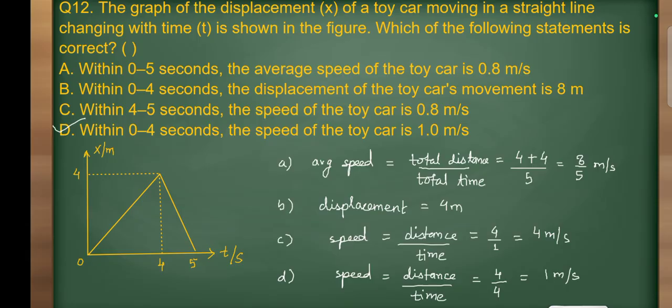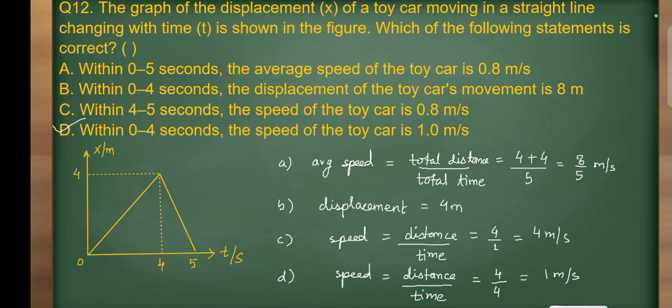Option B, within 0 to 4 second, the displacement of toy car movement is 8 meter. Since time is given 0 to 4 second, here the displacement or the distance covered by object is 4 meter, and in option it is given as 8 meter. So this option is wrong.